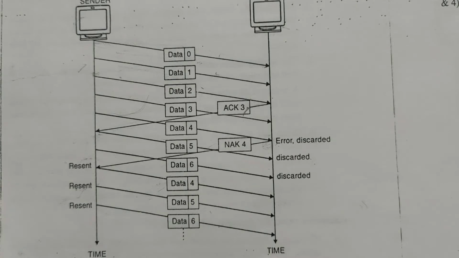In this sliding window, the sender will keep sending the data continuously. It is not like stop and wait. In stop and wait, the sender sends data and, until it receives the acknowledgement, it will not send the other data. But in this, the sender continuously keeps sending the data.